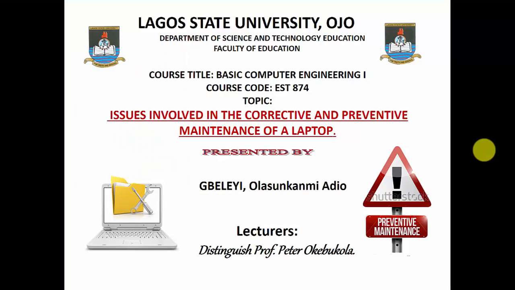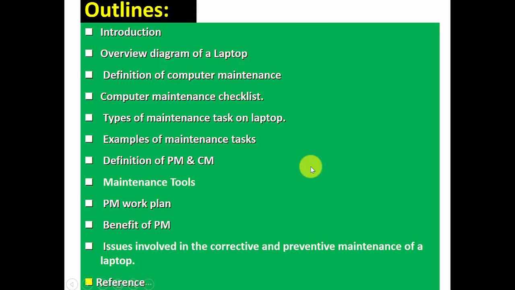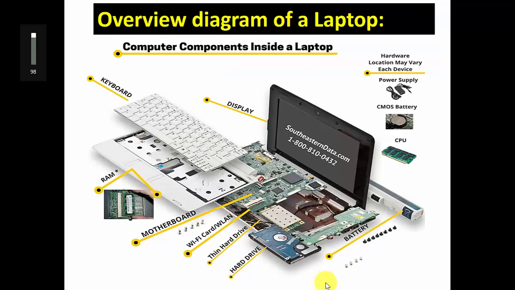I'm presenting on the topic issues involved in the corrective and preventive maintenance of a laptop. And you can see that clearly on the first slide. So I move to the next slide, which is the outline. And we have introduction, overview, diagram of a laptop, definition, and so on and so forth. I'm moving over to the third slide, which is the overview of a laptop. A laptop sometimes is called a notebook. A notebook computer is a small portable personal computer with its clamshell form factor with a keyboard.